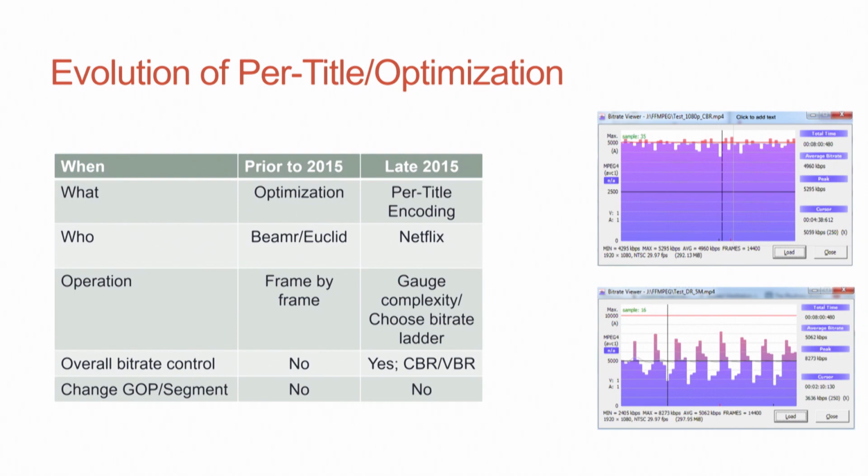Again, it came out with per title encoding from Netflix, the operation we talked about. Yes, you get bitrate control. No, you don't change the GOP or segment length. So most people here probably use a GOP size of 2 and a segment length of 6. You don't change that for either of these two technologies.